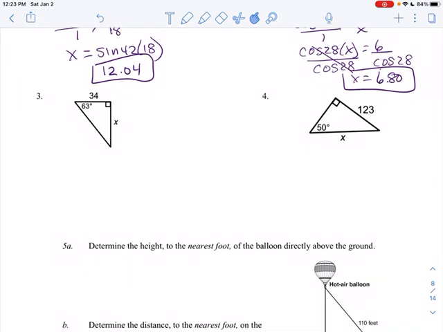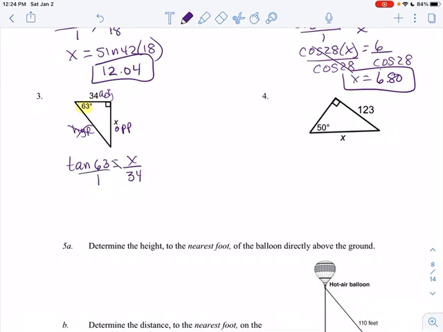All right, number 3, let's start with highlighting the angle and labeling the sides. This is adjacent, this is opposite, this is hypotenuse. I don't have the hypotenuse, so I'm not going to use the hypotenuse. I'm using adjacent and opposite, therefore I'm going to use tangent. So tangent of 63 equals opposite over adjacent.